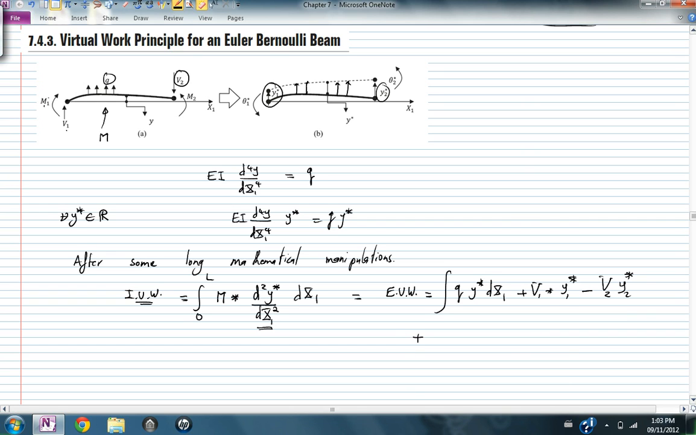Plus M1 multiplied by theta 1, but because the positive moment acts in this direction and the positive theta is always acting in this direction, so this is positive theta, we get minus M1 theta 1 star. Plus M2 theta 2 star. And this is the equation of the principle of virtual work, which states the internal virtual work is equal to the external virtual work.